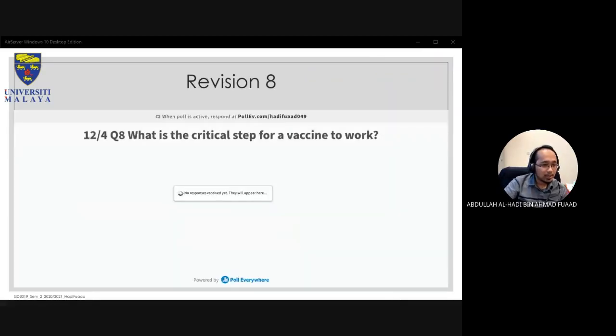Okay, number 8. So number 8, what is the critical step for a vaccine to work? Okay, what is the critical step for a vaccine to work?